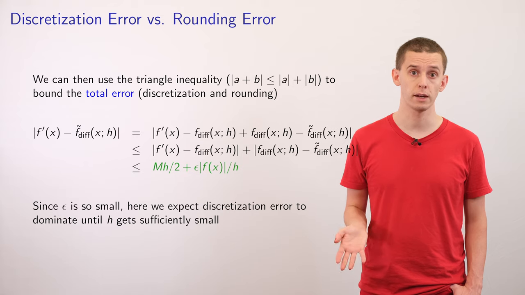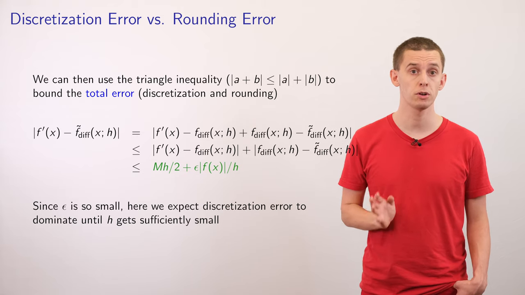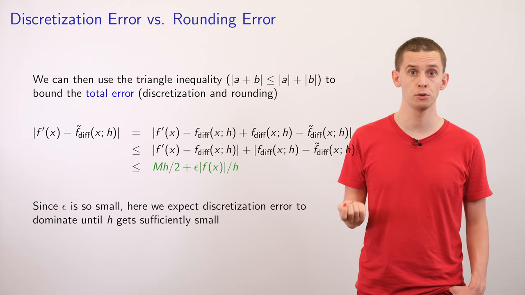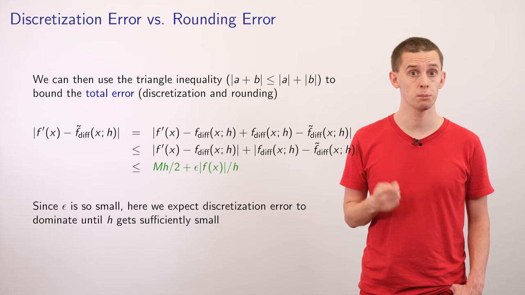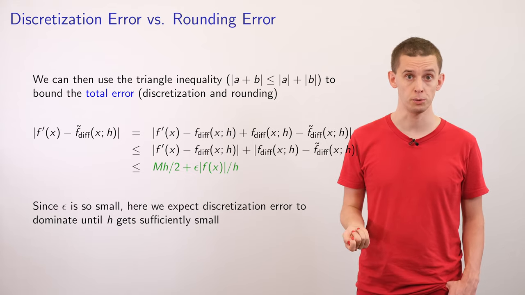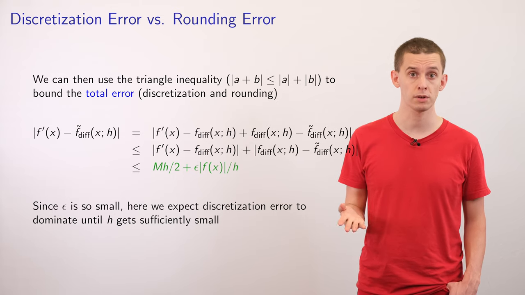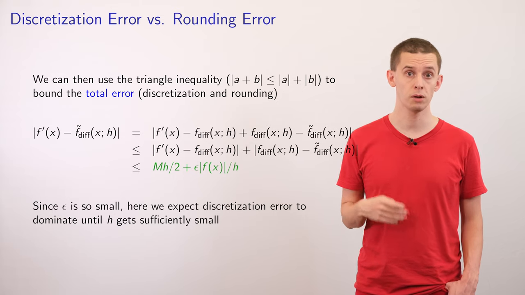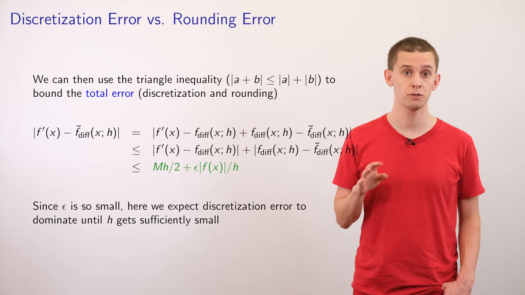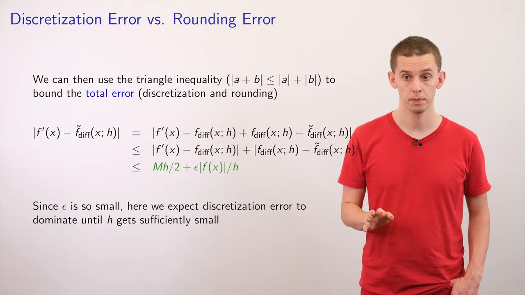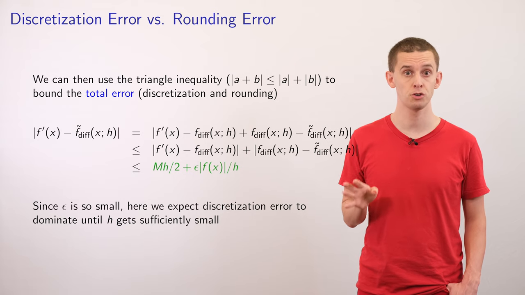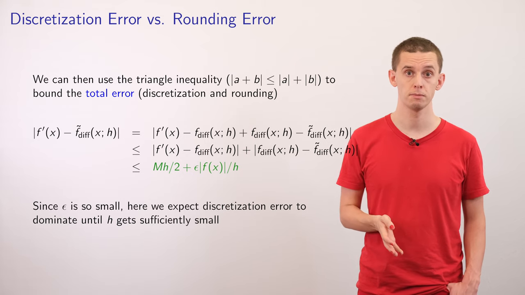So we can now use the triangle inequality to evaluate the total error that we might get in this calculation. If we look at the difference between the mathematical derivative f prime and our finite precision approximation f tilde diff, we can break this up into two components, one of which is coming from our discretization error bound and one that's coming from our rounding error bound. And if we put this together, we find that our total error is bounded by Mh divided by 2 plus epsilon times the magnitude of f divided by h.